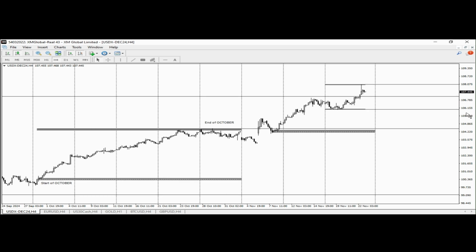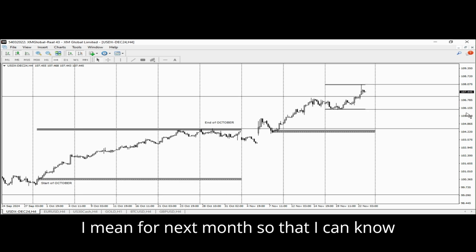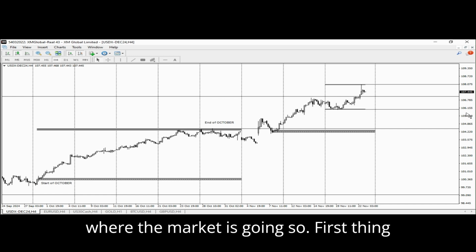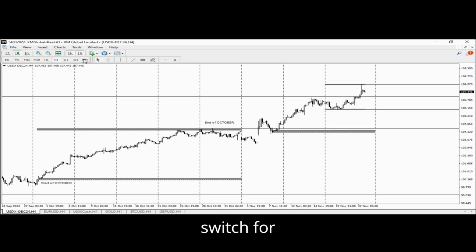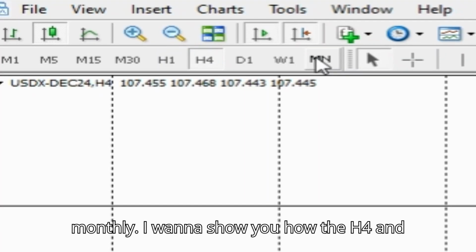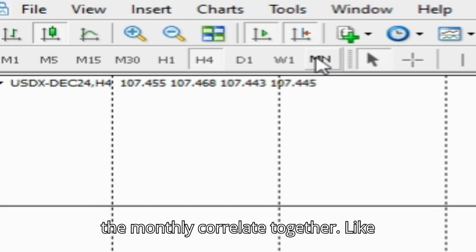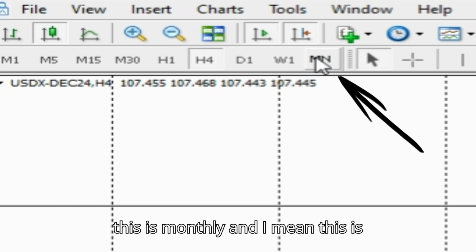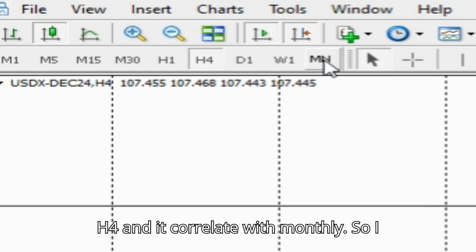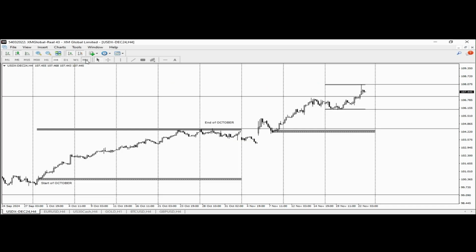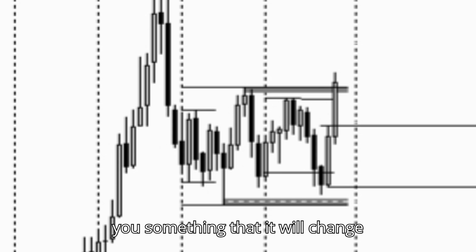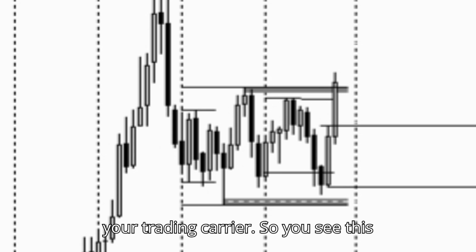So I already analyzed this pair for next week, for next month, so that I can know where the market is going. First things first, guys, let me switch to monthly. I want to show you how the H4 and the monthly correlate together. This is monthly, and this is H4, and it correlates with monthly. I want to show you something that will change your trading career.